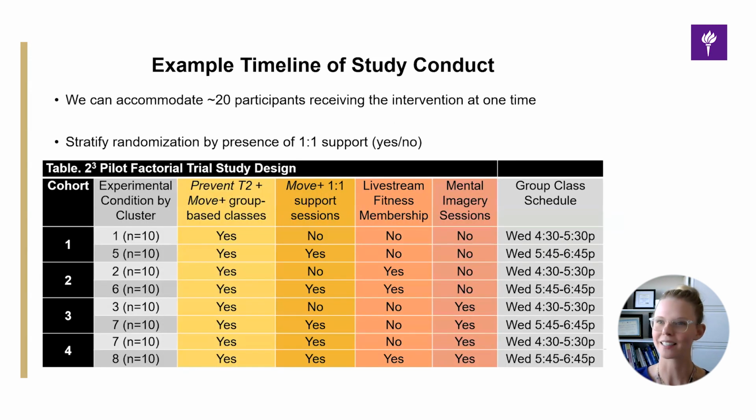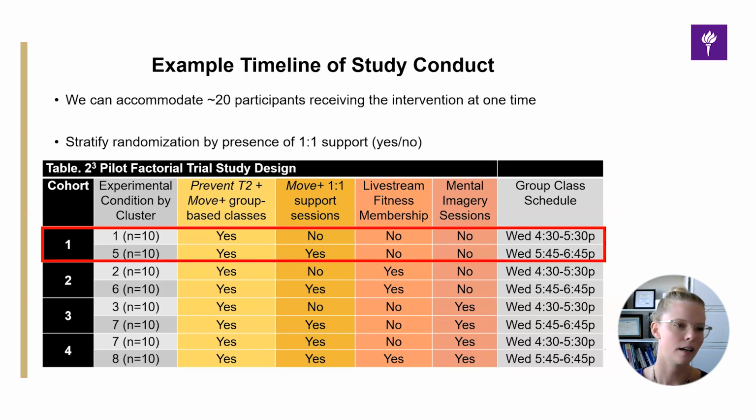So in my mind, this is how I was going to do it in real life. I knew that we could accommodate about 20 participants receiving the intervention at one time. And so I was thinking, okay, we'll be able to run 2 experimental conditions at one time. So we'll try to recruit 20 people in a first cohort. And maybe we can have the coach who's delivering these group-based classes do it on the same night.